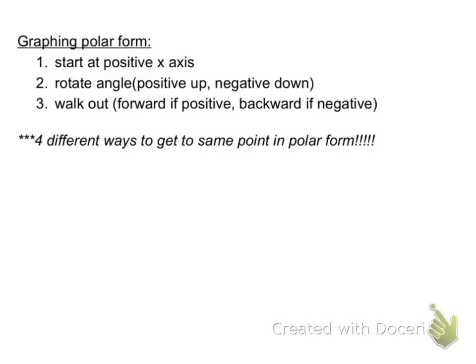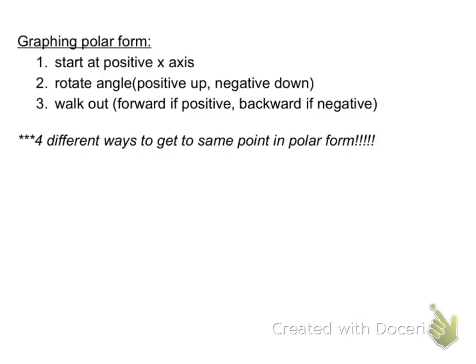So, to graph polar form, like I demonstrated in class, you start at the positive x-axis. I say rotate first. You're going to rotate. If the angle's positive, you move up. If it's negative, you're going to move backwards or down. And then you can walk out. Now, we only covered a positive one. Now, I'll demonstrate this again in front of the class.